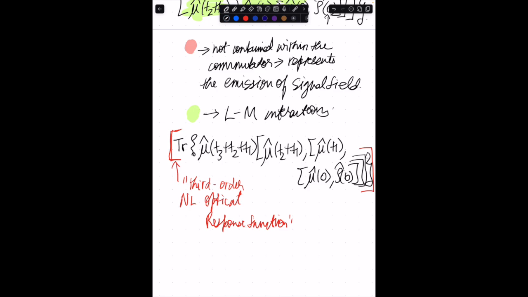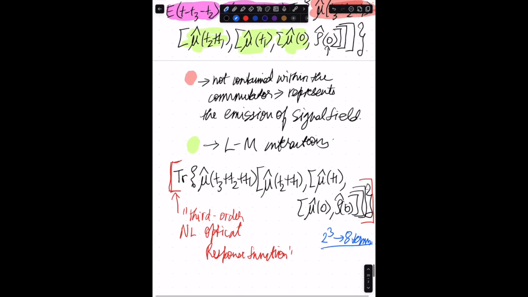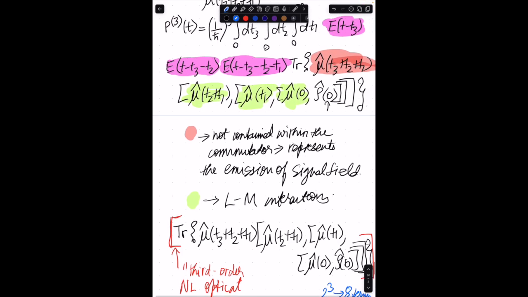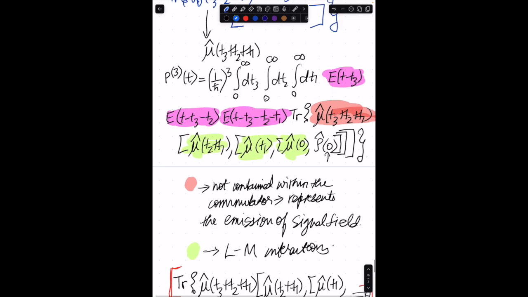So what we can do after this is to expand this nested commutator. So if you see this commutator, it has one commutator inside another. So expanding this commutator will actually give you 2 raised to the power 3 terms, which are 8 terms. So what we will do next is expand these and get the 8 terms. And following which you can have a diagrammatic interpretation of the scenario, which are your double-sided Feynman diagrams. So we will discuss that in the next class.